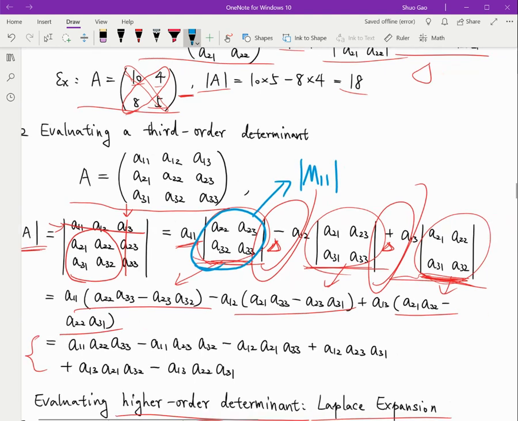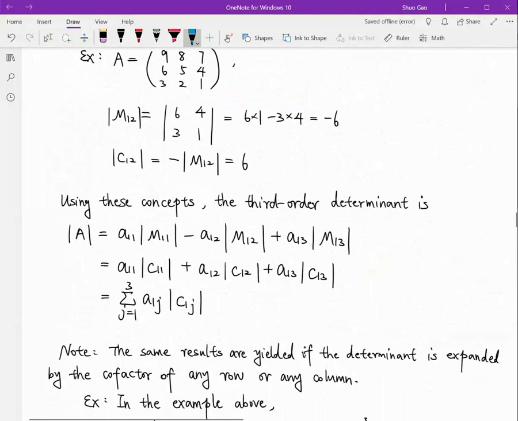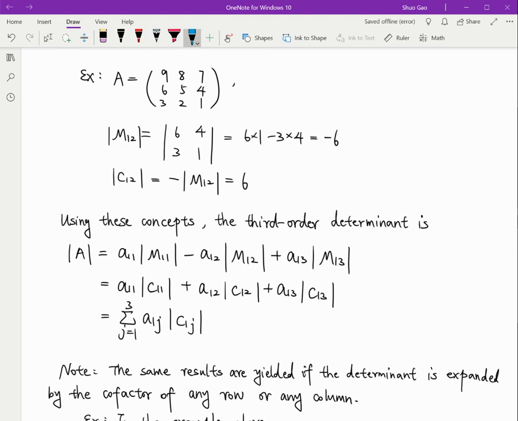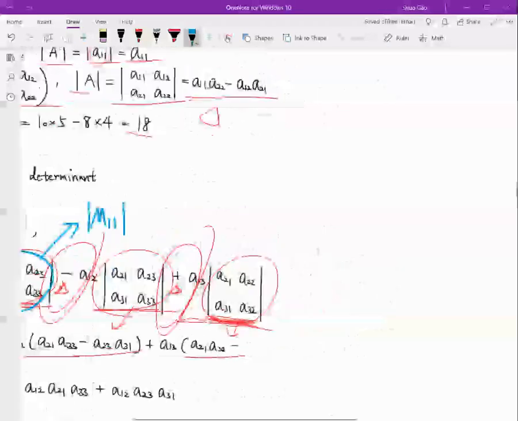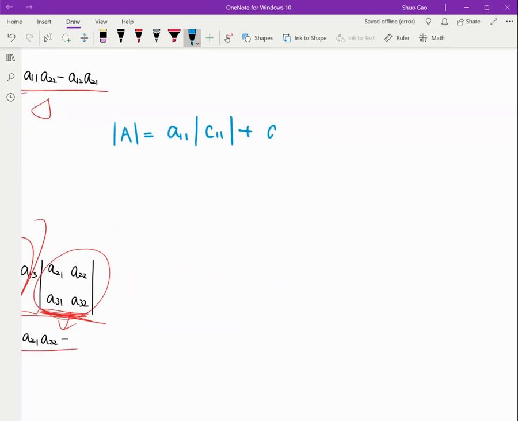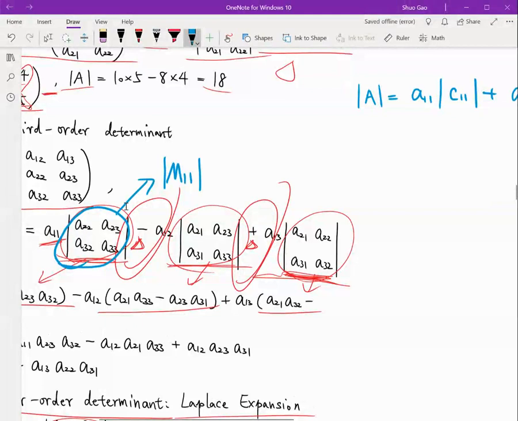Okay. So first, you need to know that the determinant of A should be the summation, let me write down here. So the determinant of A should be A11 times C11 plus A12 times C12 plus A13 times C13. So this thing is called C11, right? This is M11.